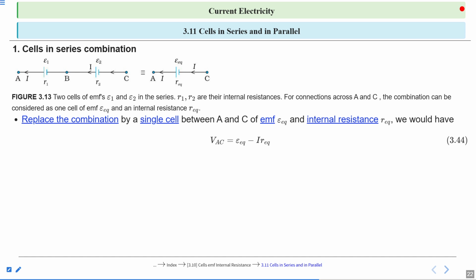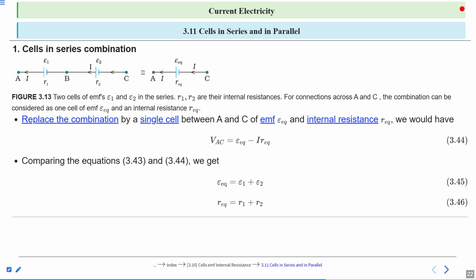Now comparing equation 3.44 with 3.43, we get E equivalent equal to epsilon 1 plus epsilon 2. Equation 3.43 was VAC equal to epsilon 1 plus epsilon 2 minus I (R1 plus R2). Comparing that with 3.44, we get epsilon equivalent equal to epsilon 1 plus epsilon 2, and R equivalent will be R1 plus R2. Mark this equation as 3.46.